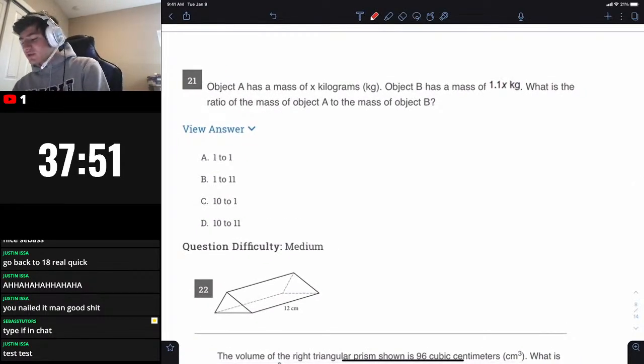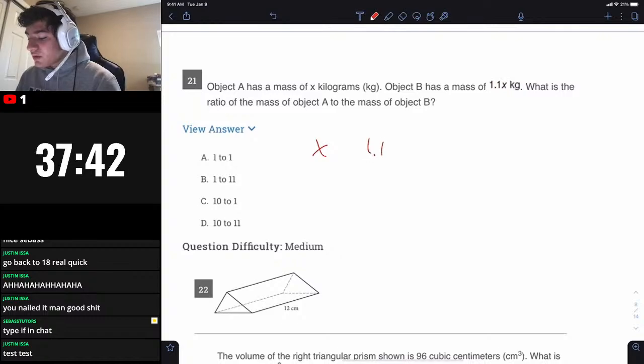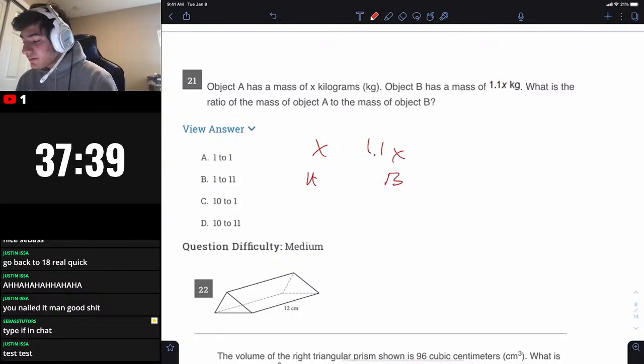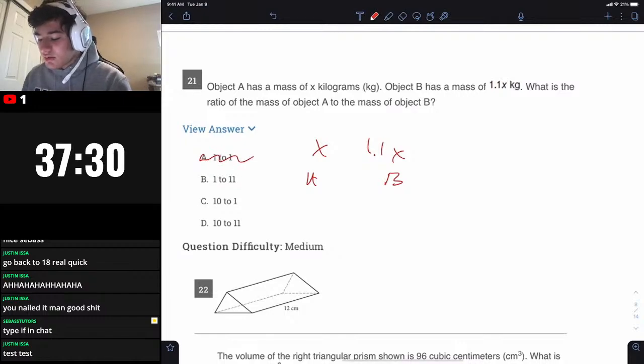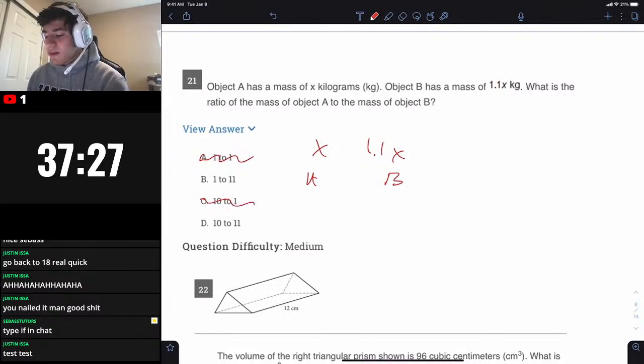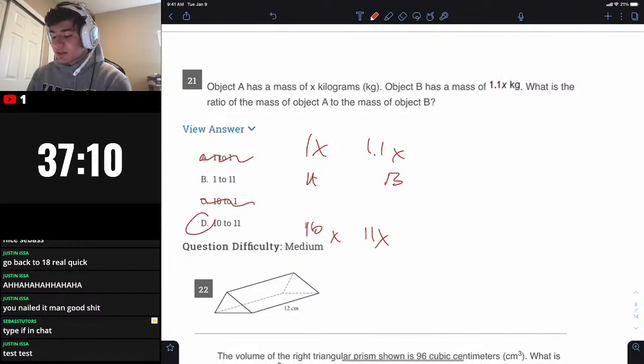Object A has a mass of x kilograms, object B has a mass of 1.1x. What is the ratio of mass A to mass B? So object A has a mass of x kilograms, okay, and then we have 1.1x. This is A, and this is B. What is the ratio of the mass? Well, it's not 1 to 1 at all. It's not 10 to 1. I want to say it's 10 to 11, right? Because this is 1x. If I multiply by 10, then I get 10x, and then I get 11x. So I do want to say it is 10 to 11.